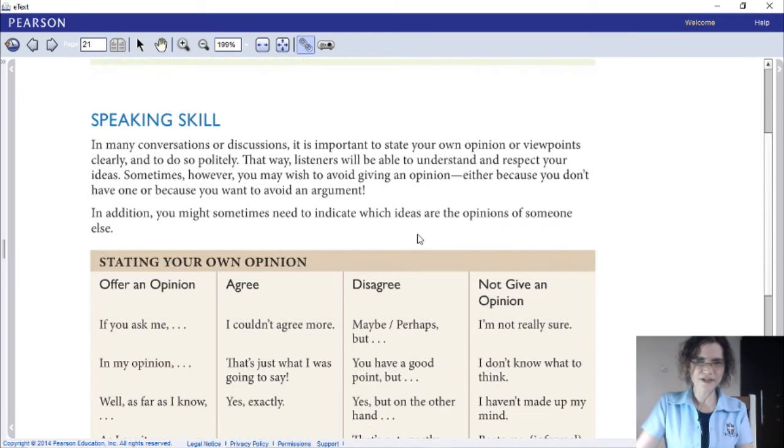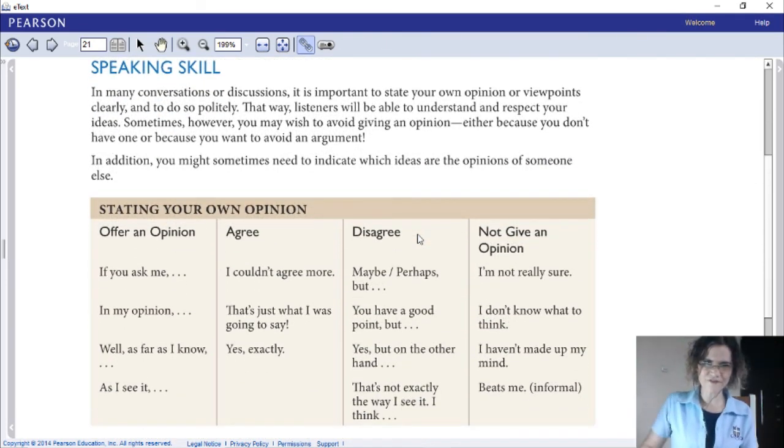That brings us to the speaking skill. In many conversations or discussions, it is important to state your own opinion or viewpoints clearly and to do so politely. That way, listeners will be able to understand you and respect your ideas. Sometimes, however, you may wish to avoid giving an opinion. Sometimes it's just better to not express your opinion, either because you do not have one or maybe because you want to avoid an argument. In addition, you might sometimes need to indicate which ideas are the opinions of some people.